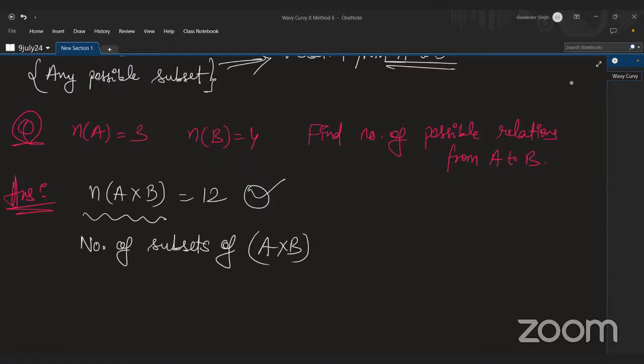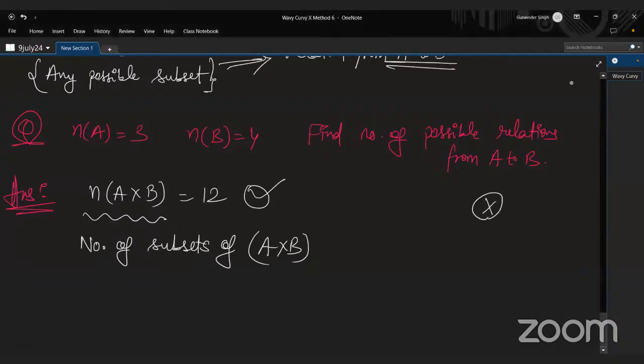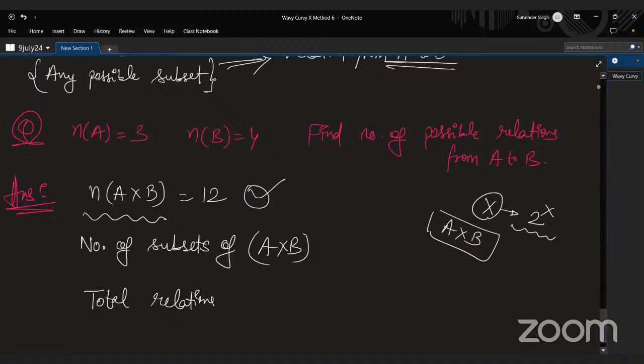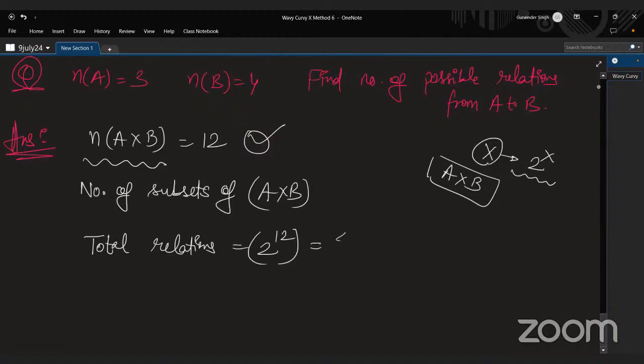See, if I give you a set X, if a set had x elements, it will have 2 to the power x subsets. Here we are talking about subsets of A cross B. A cross B, treat it as a set. It is 12. So total relations will be 2 to the power of 12. It is, I guess, not very sure, 4096.